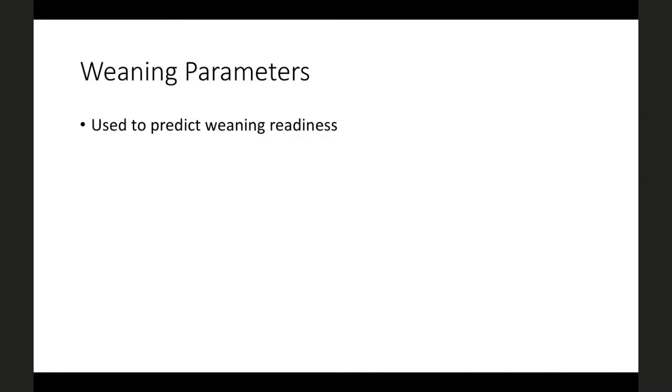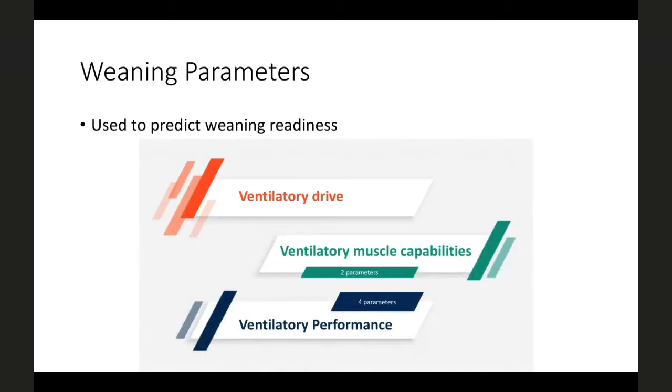What are the weaning parameters? These are used to predict the weaning readiness. You assess three major categories: the ventilatory drive, ventilatory muscle capabilities, and ventilatory performance. Ventilatory drive is assessed by the value called P0.1.